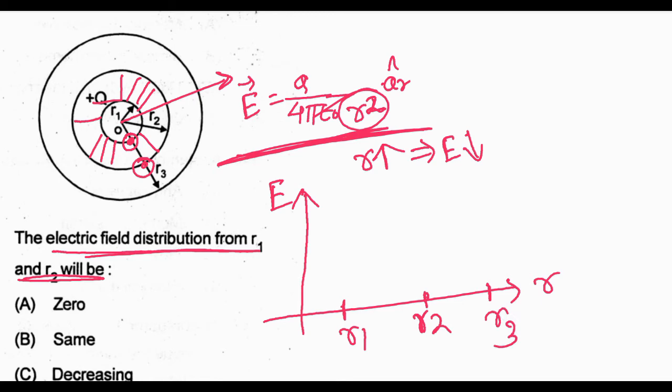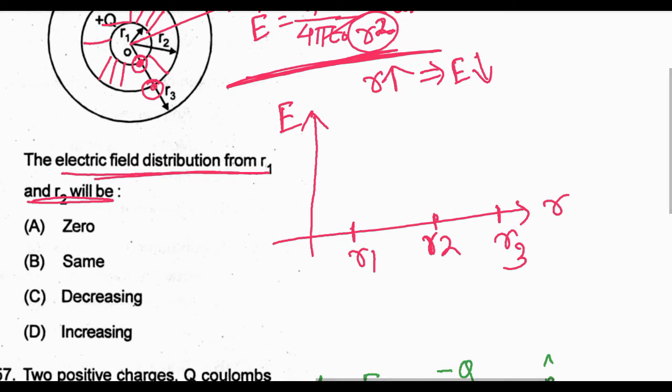So what will be the variation will be like this. Up to r1, that means r1 is the sphere of metal or conducting, so here the field will be zero, and just after finishing r1, the field will increase up to q by 4 pi epsilon naught r square, and as r increases, this will decrease in terms of 1 by r square, like a parabolic form, like this.